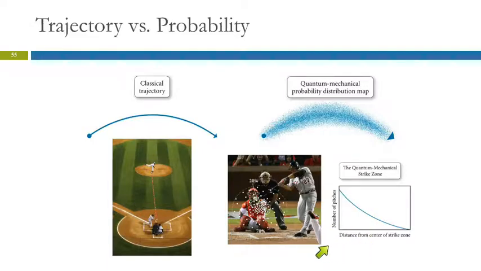We can do statistics. Here we can look at the number of pitches and the distance from the center of the strike zone, and we see that, aiming that electron at the center of the strike zone, it hits the center more frequently than it does far away, but we can't predict exactly where it's going to go.